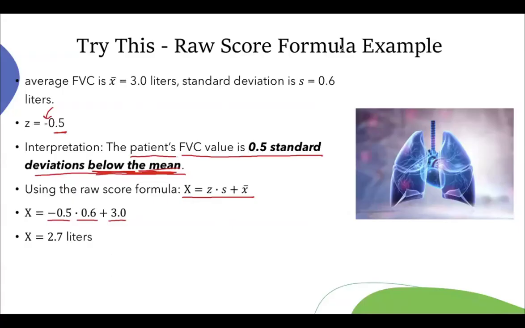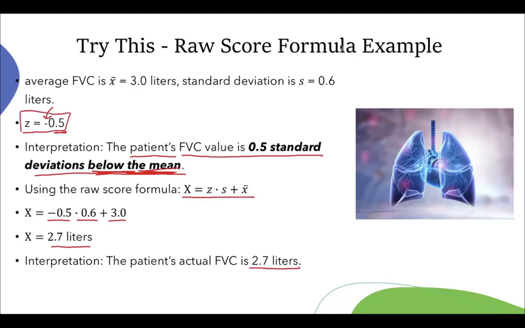So the forced vital capacity raw score is 2.7 liters. Now we can say that the patient's actual forced vital capacity is 2.7 liters. We started with the patient's z-score and we calculated the patient's raw score. Sometimes you have to be careful in understanding whether you're going to use the z-score formula or the raw score formula in a problem.